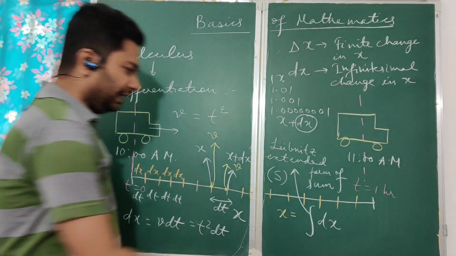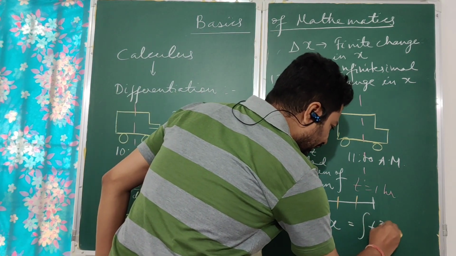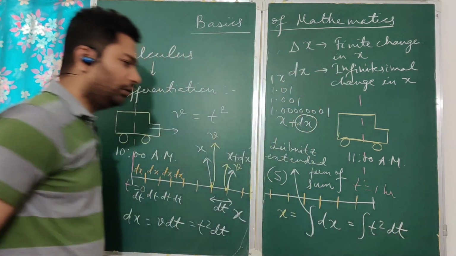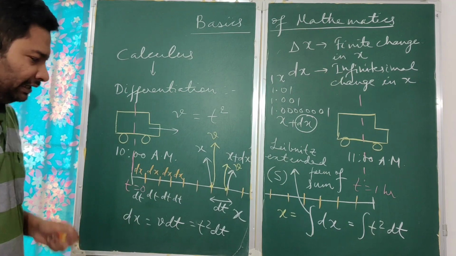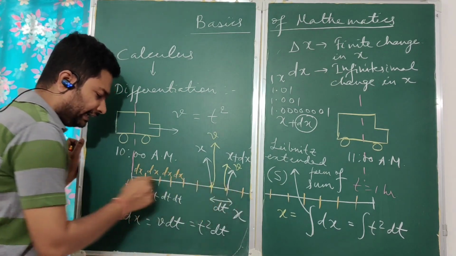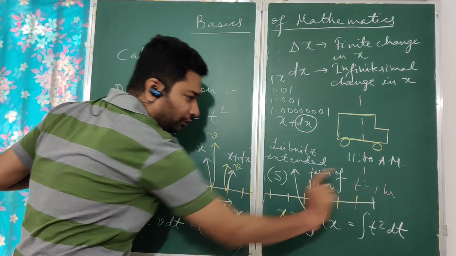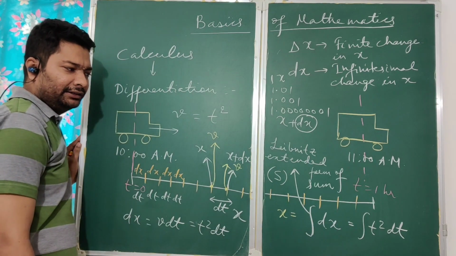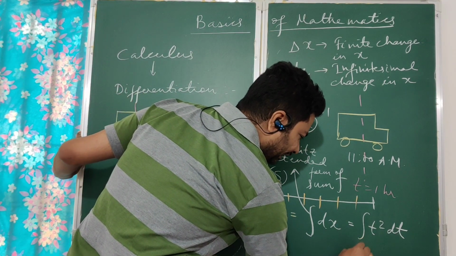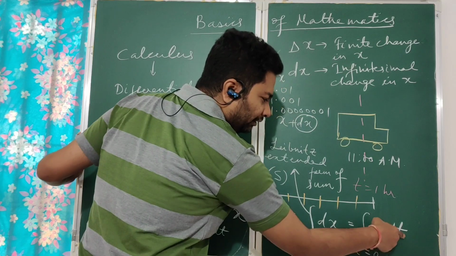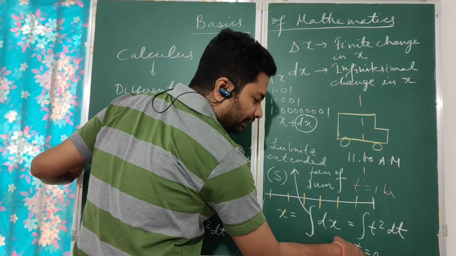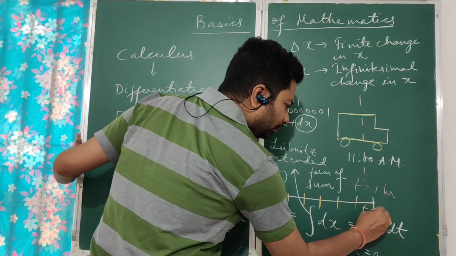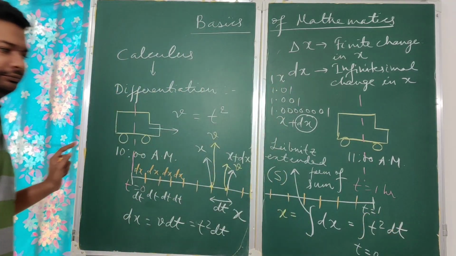Now this can be written as the integration of t square dt, and now you need to know from where to where you are adding it up. I can add it from the initial moment to the final moment. Correct? So if I am adding it from the initial moment, what is my limit? This is called a limit. t is equal to 0 to t is equal to 1.